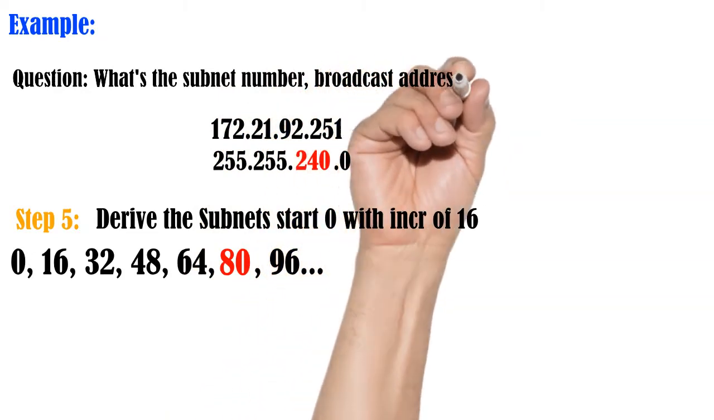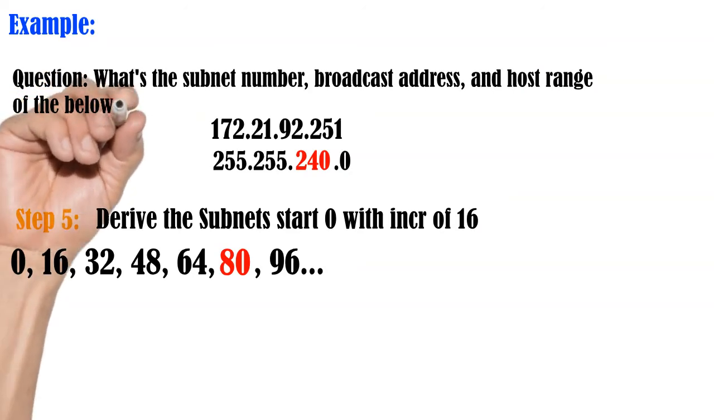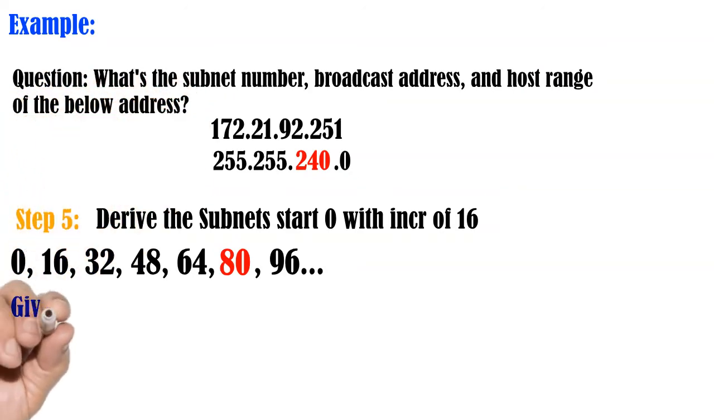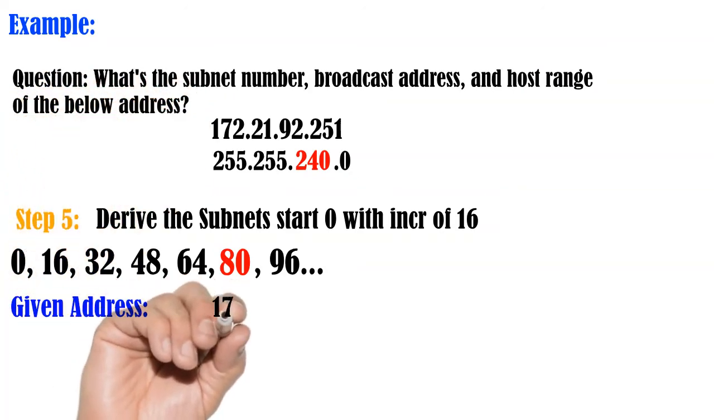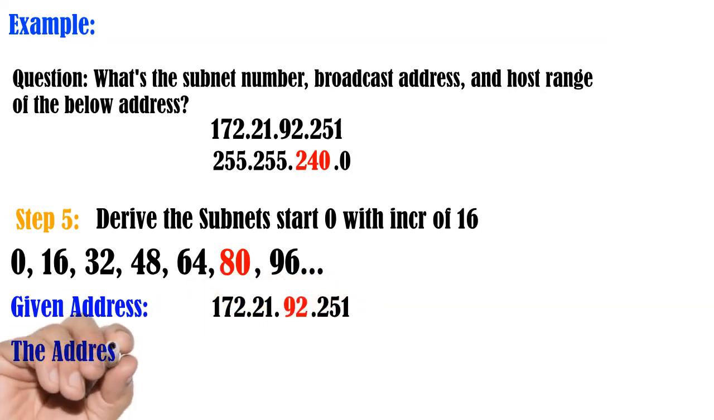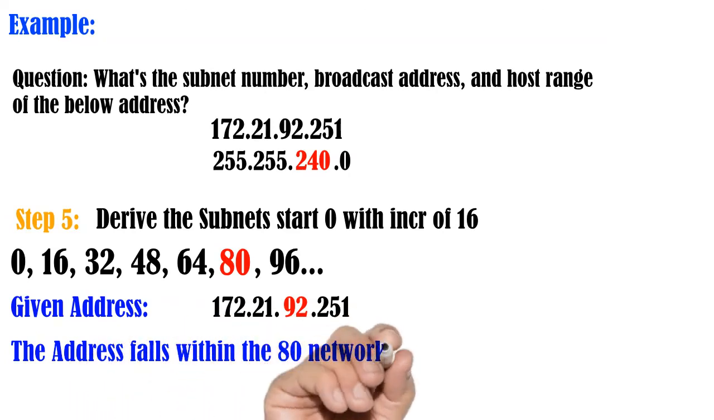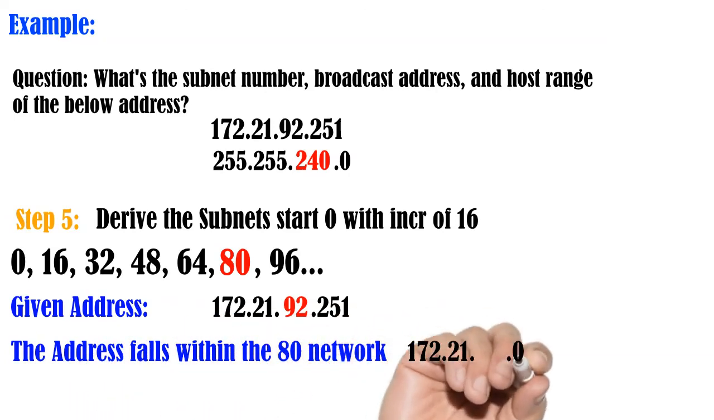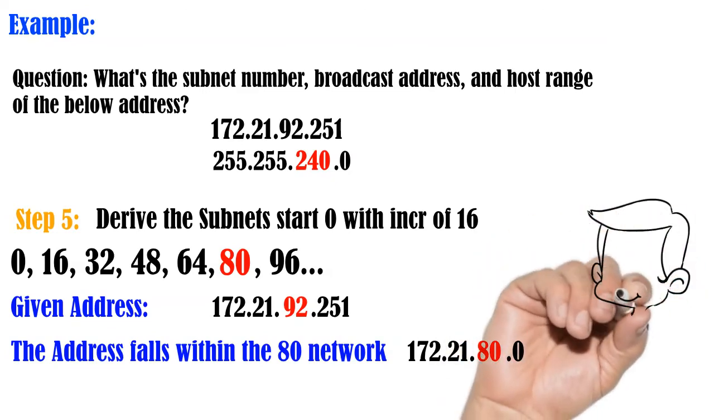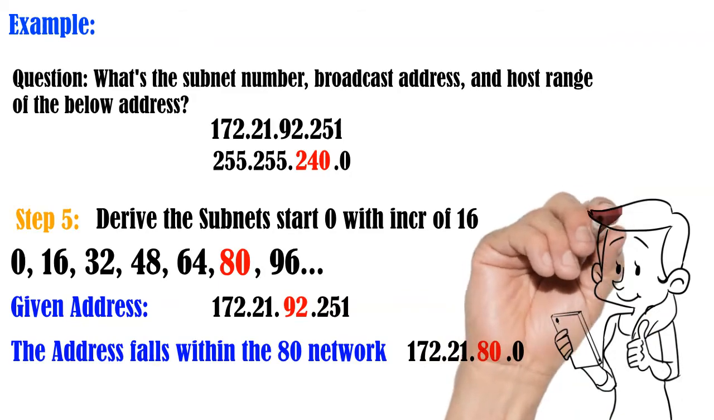All I have to do is determine which subnet the given address falls in by finding the closest number to 92 without going over it. And in this case, it's 80. And guess what? Now we have our network subnet number. Simply place the 80 in the interesting octet position in your given address and zero anything to the right of it. So now I have the network number of 172.21.80.0.